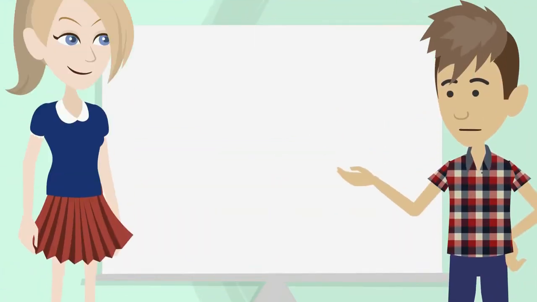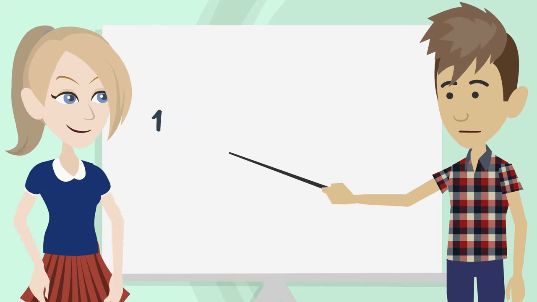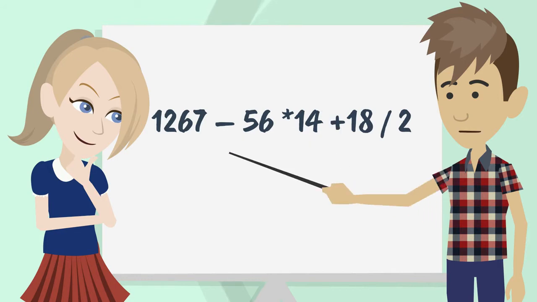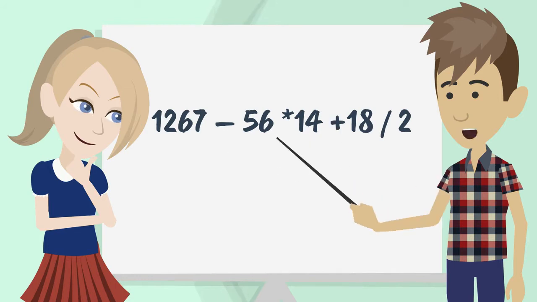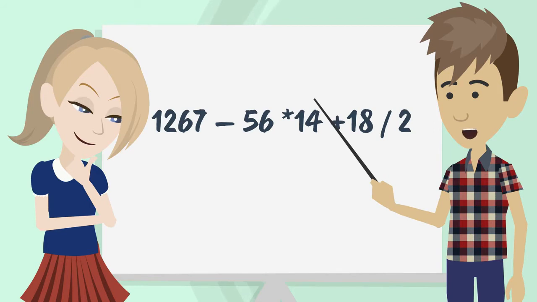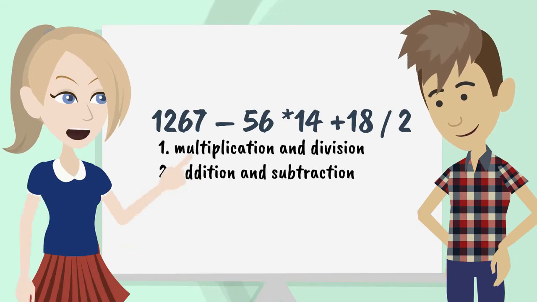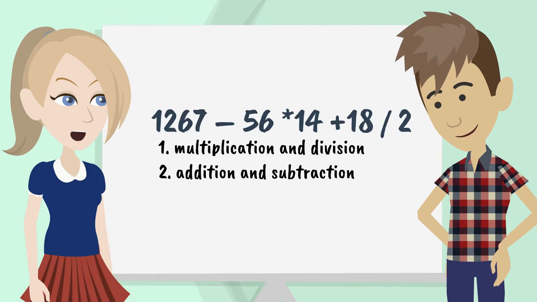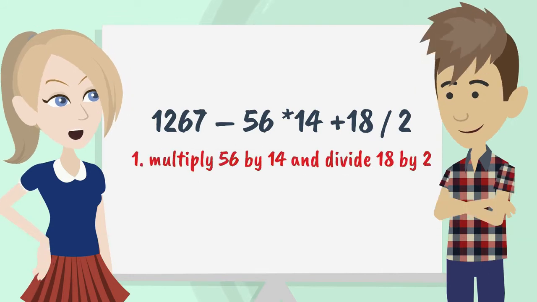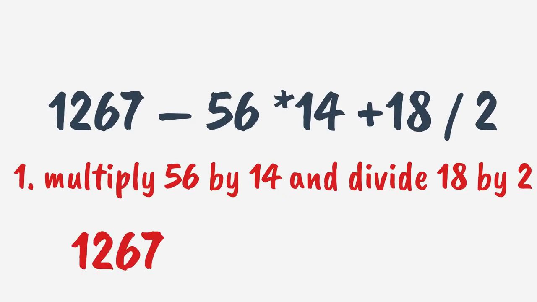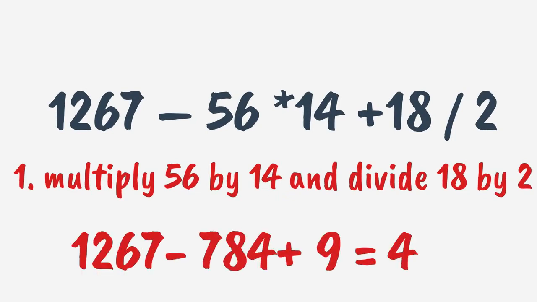So then, tell me, Sophia, how will Python try to perform a calculation like this? 1,267 minus 56 times 14 plus 18 divided by 2. Well, the precedence of multiplication and division is before addition and subtraction, so it will multiply 56 by 14 and divide 18 by 2 first. So it will solve it using the following steps. 1,267 minus 784 plus 9 equals 492.